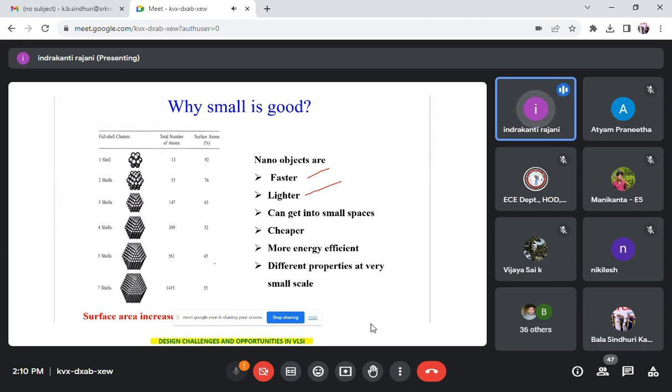Surface area increases as the size decreases. For example, I have presented here a table where you can see the balls.